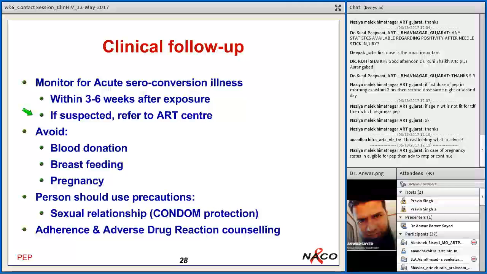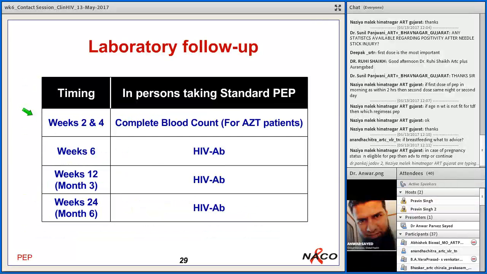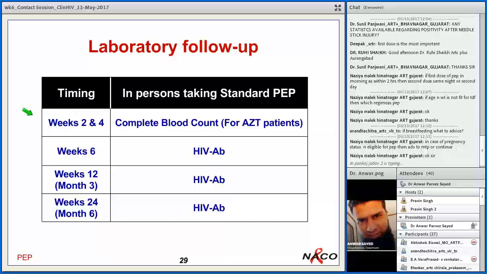Follow-up should be within 3 to 6 weeks after exposure, or if anyone develops the signs of acute seroconversion. Then also the client should be asked to avoid blood donation, and breastfeeding, and if there is pregnancy, all precautions need to be taken. The person should use condoms and other protection to avoid any risk of transmission. If breastfeeding, what to advise? It is better to not breastfeed in that period, because if a person is in window period and gets the HIV virus and has a high viral load, then HIV might enter through breast milk into the infant's body. So as far as possible, breastfeeding should be avoided in that period.